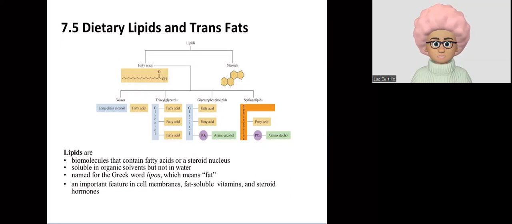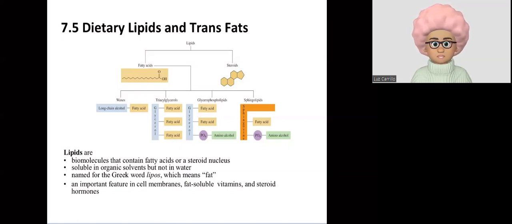When it comes to the substances that we have been looking at, lipids are an important family of biomolecules that exist in the human body and in other organisms. Lipids are going to be divided into two large families known as fatty acids and steroids. The fatty acid family subdivides into other groups that includes waxes, triacylglycerols, glycerophospholipids, and sphingolipids.